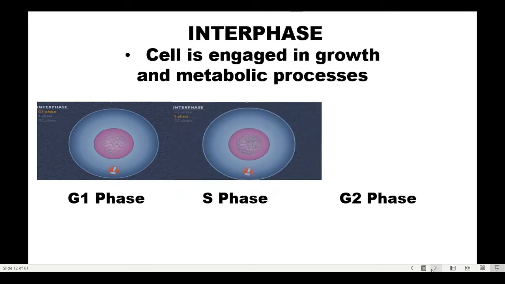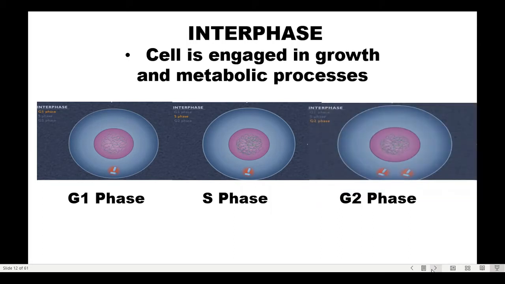After nyan is S phase. Nakita nyo, dumoble, kumapal yung mga chromosomes kasi sa loob nun, nandun yung DNA. So, sa S phase or synthesis phase, DNA is replicated. Kailangan yun. Then, pagdating sa G2, mas lalaki pa siya. So, yun yung ibig sabihin ng interphase. Engage in growth and metabolic processes. Okay?